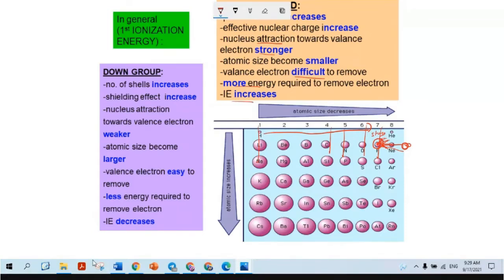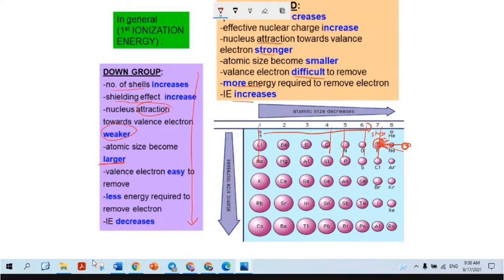But going down the group, what happens? The size gets bigger, larger. Why? Because the number of shells increases and the shielding effect increases. Now, what happens to the attraction? Weaker.